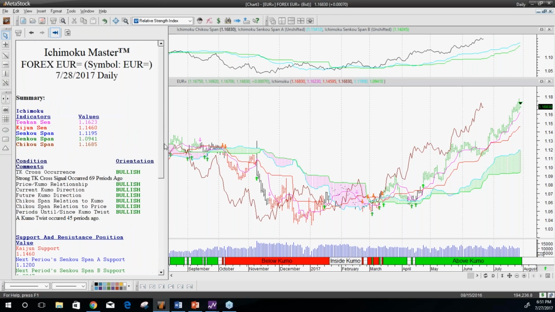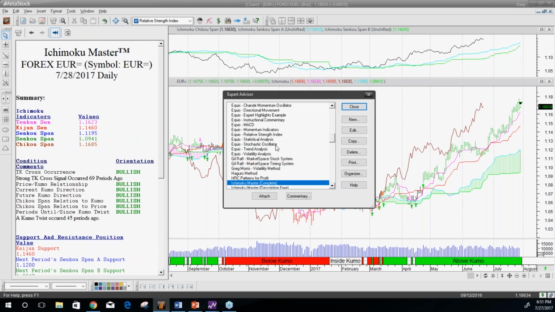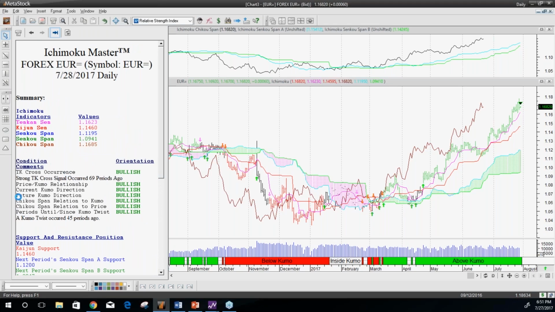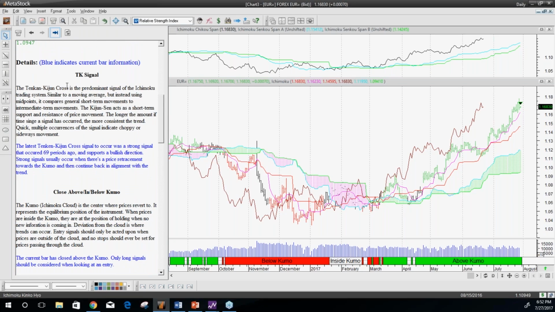And then this isn't the same expert advisor, but if I attach the one that I like, the complete, it actually breaks down all of those commentaries for me. So all of these conditions that it's talking about, it's going to break down. The commentary is a lot bigger now. Just to give you the detail, I'm not going to read this all out loud, but here it says, okay, the TK signal. And keep in mind, the black part is the part that doesn't change. The blue part is the part that has to do with the bar that you're looking at.